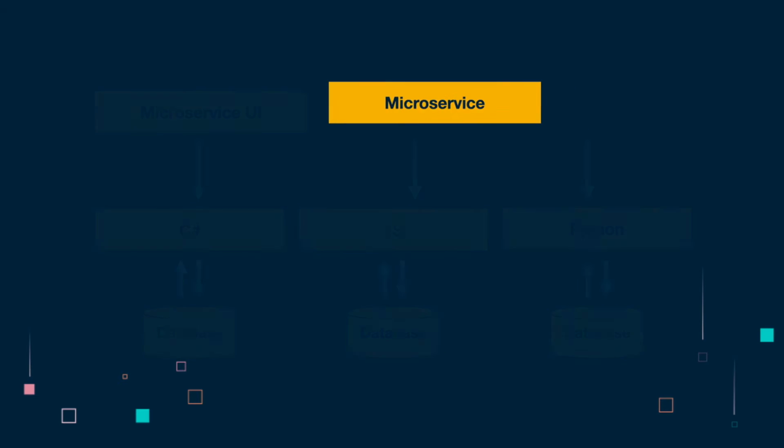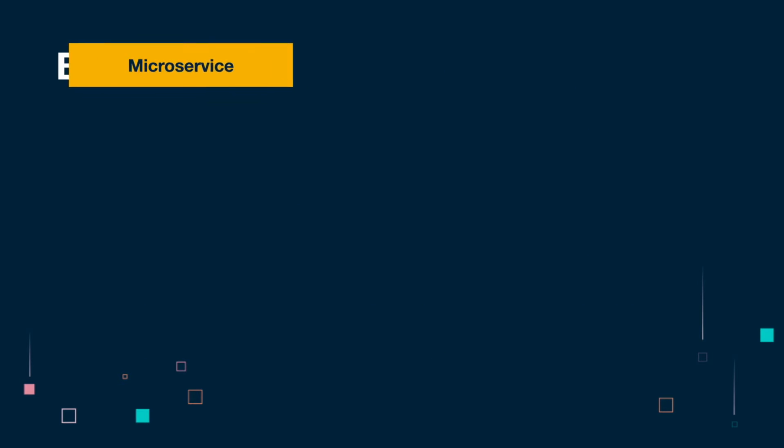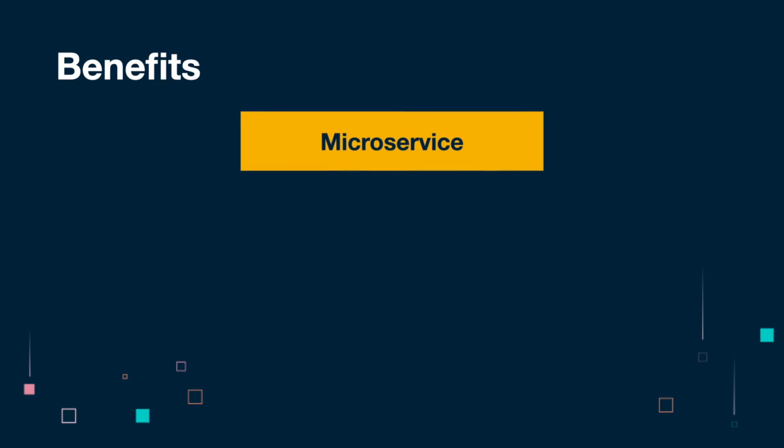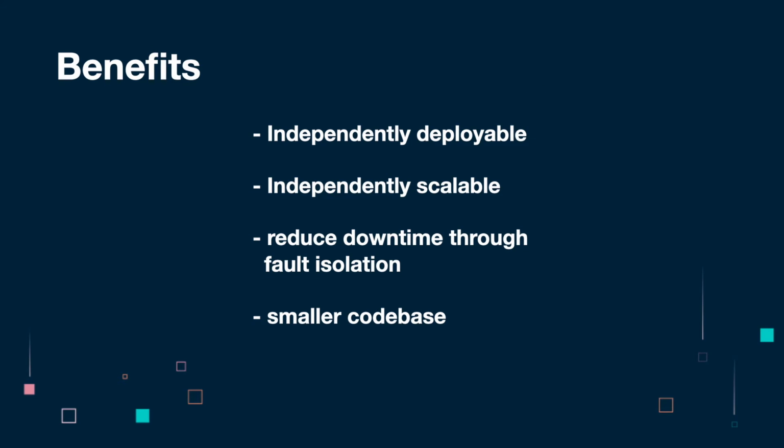Long story short, the benefits of microservices make an application independently deployable and scalable, and reduce downtime through fault isolation, like the application can stay up and running even when one of its modules fails. And the last one is a smaller code base, that enables teams to more easily understand the code and it makes it simpler to maintain.